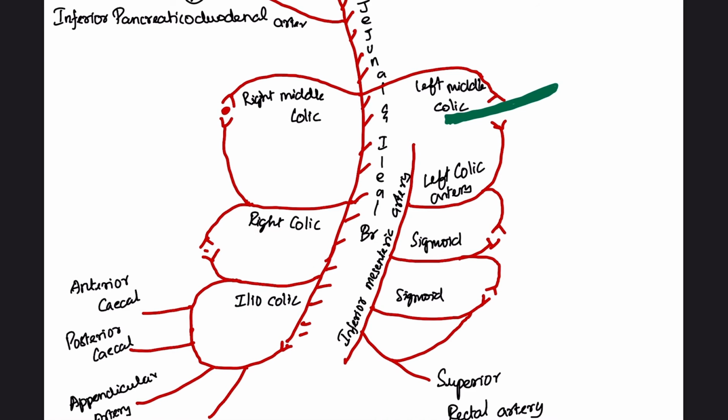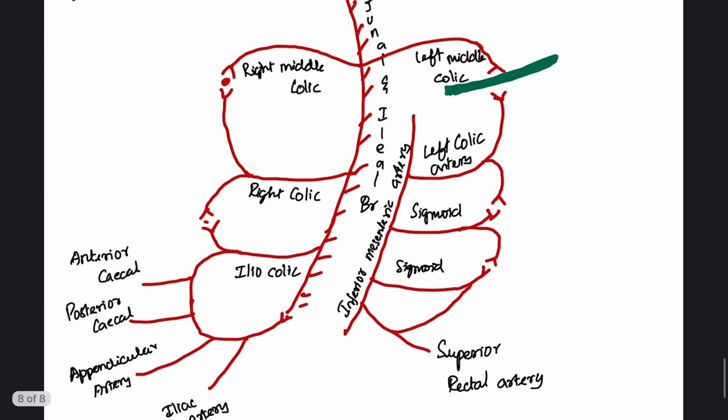The right colic artery and the ileocolic artery are divided into ascending and descending parts. The ascending part of the right colic artery anastomoses with the right middle colic artery, and the descending part of the right colic artery anastomoses with the ascending part of the ileocolic artery. The ileocolic artery's descending part in turn anastomoses with the superior mesenteric artery. The ileocolic artery has four branches: anterior cecal, posterior cecal, appendicular artery, and iliac artery.